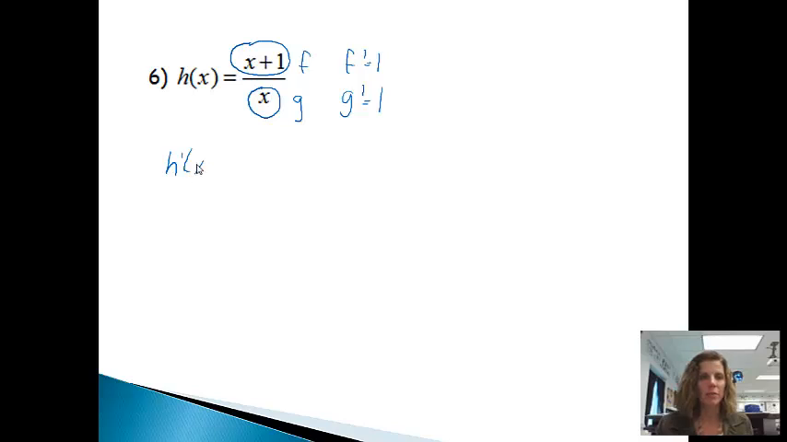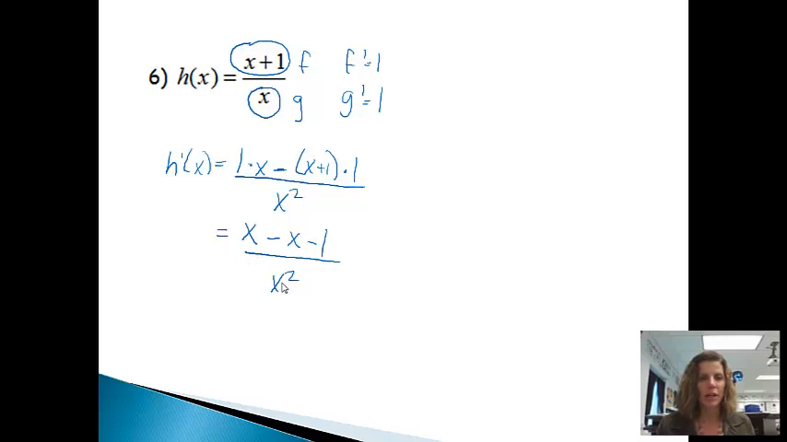So when I'm setting up the quotient rule, the derivative is going to be f prime times g, so 1 times x, minus f times g prime, x plus 1 times 1, all over g squared, so all over x squared. And then from here, let's get rid of those parentheses. 1 times x is just x. When I have this subtraction, I am going to distribute it. So when I distribute it, I'll get minus x minus 1. It's all over x squared.